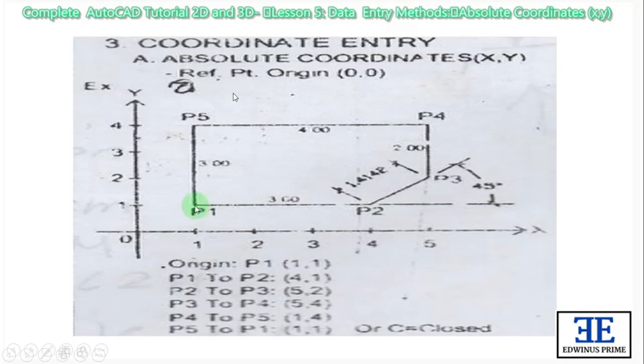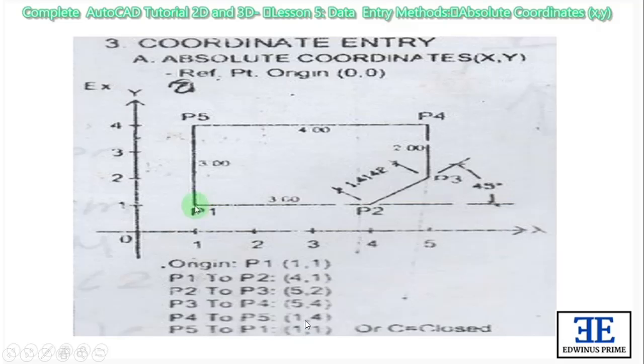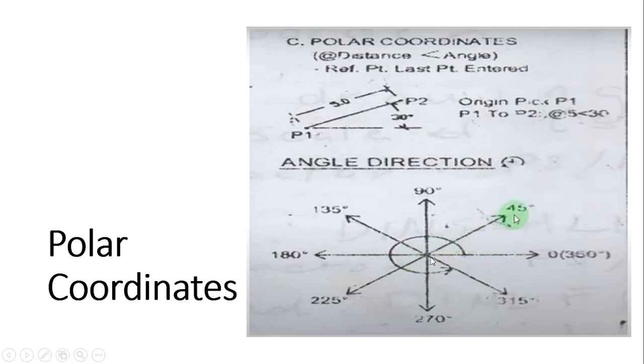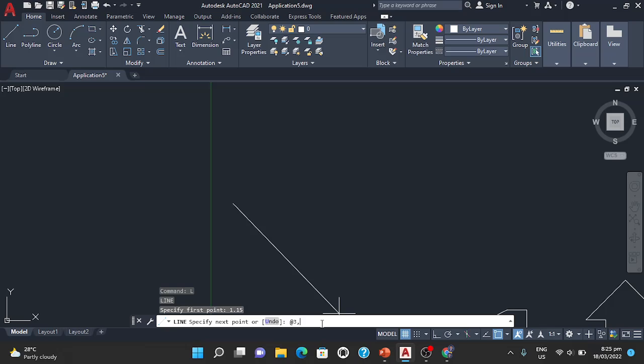To create a line from point 1 to point 2, let's input the distance and also the angle from point 1 to point 2. The distance must be inputted, so we have @ with the distance of 3, then the angle is 0 degrees because our line is going to the right. Based on the previous diagram, if it is going to the right, we must indicate 0 degrees. So @3<0. Let's try if it is okay if we input 360.